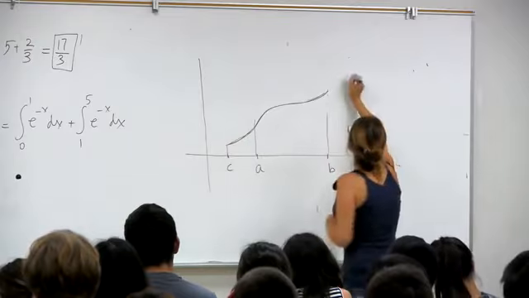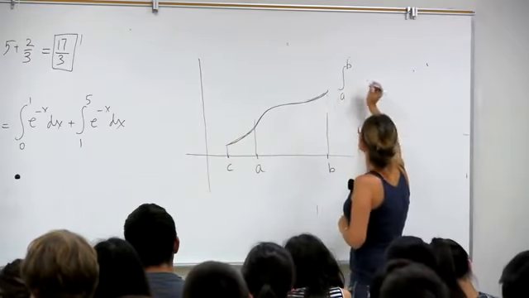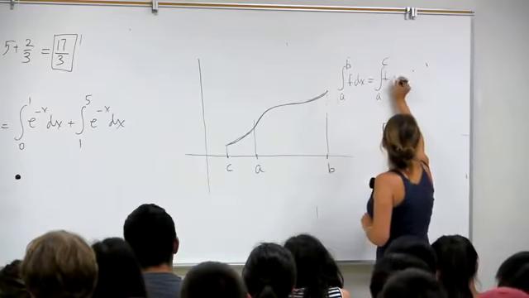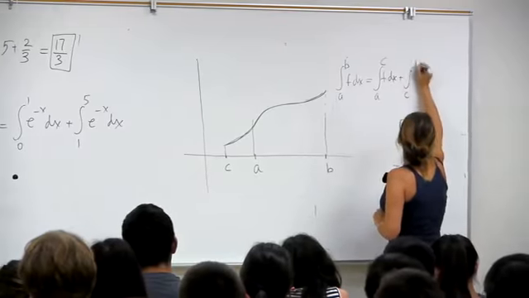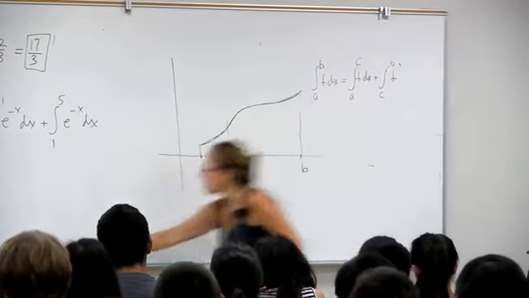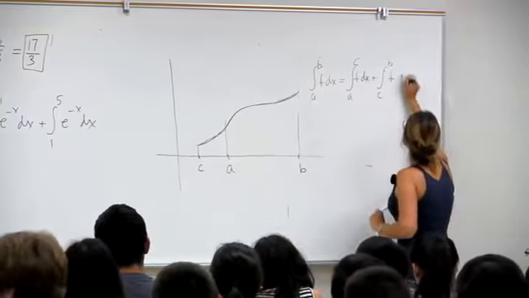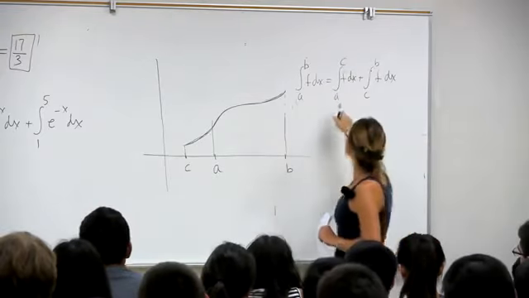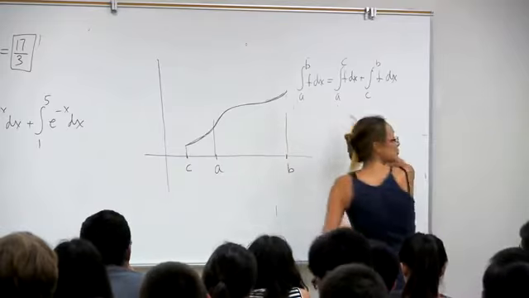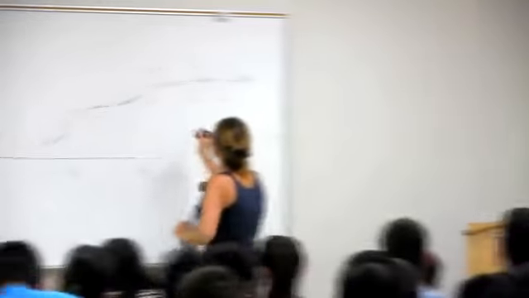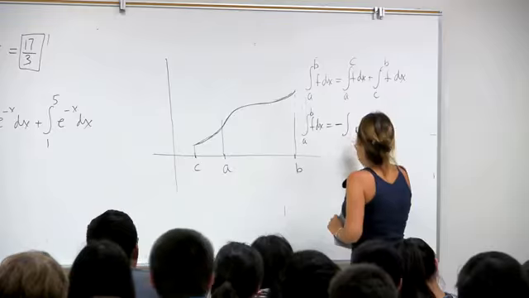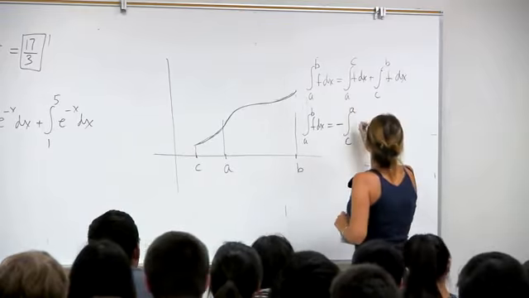Okay, so I have an integral from A to B of f dx is equal to the integral from A to C of f dx plus the integral from C to B of f dx. Now, let's simplify this. First of all, for this first integral, I'm going to use this rule and flip the limits. So I get the integral from A to B of f dx is minus the integral from C to A of f dx.